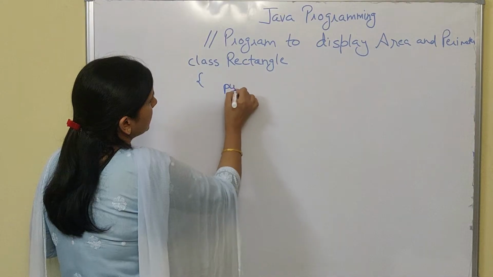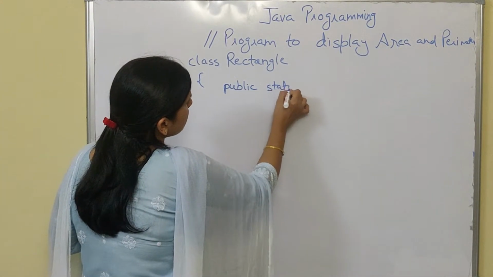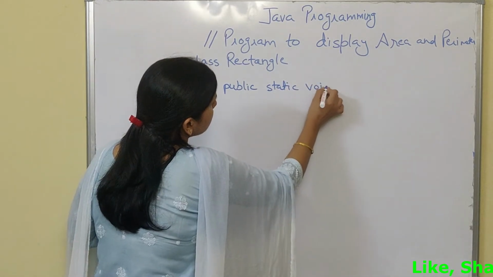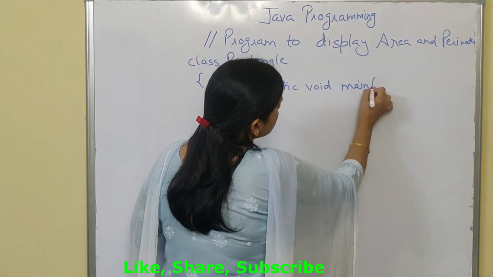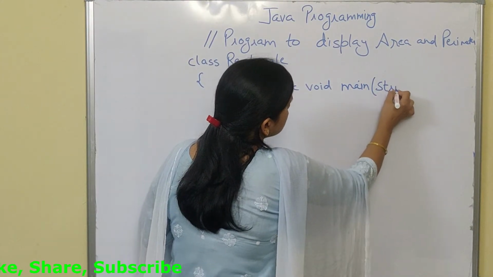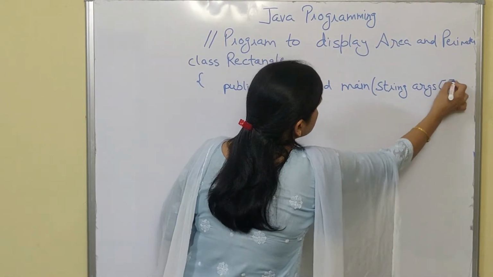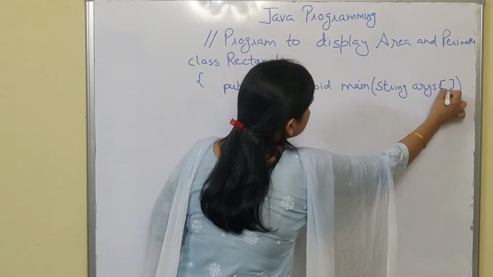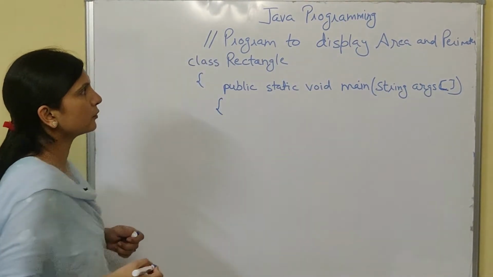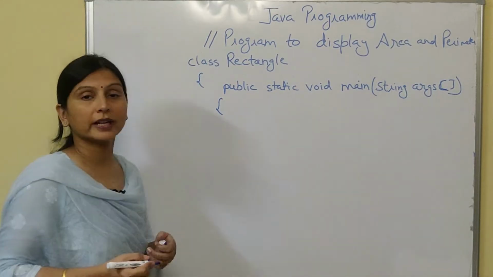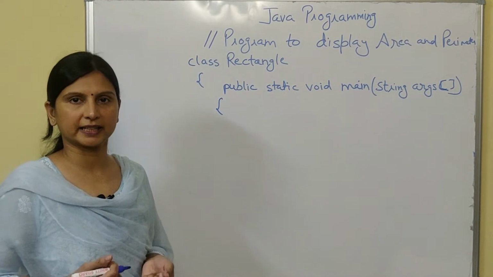Then the main method: public static void main, String args, which is an array bracket. Fine. Opening braces of the main function. Now the program is to display area and perimeter of a rectangle.